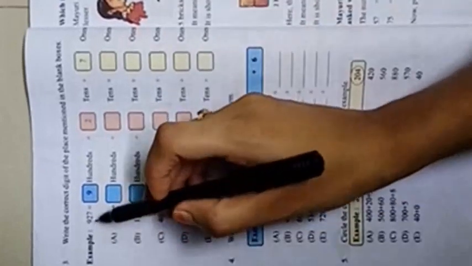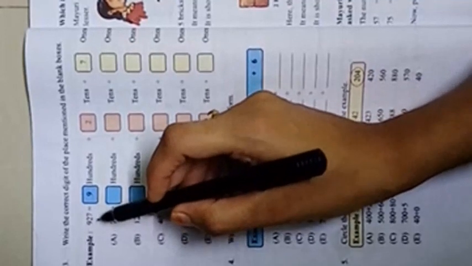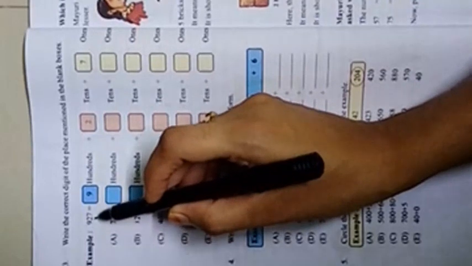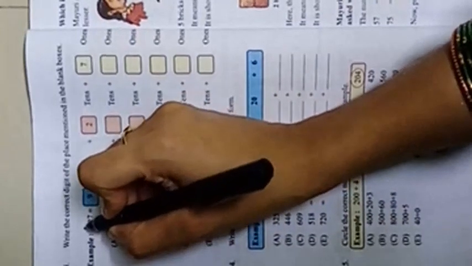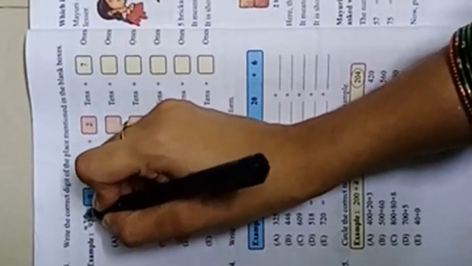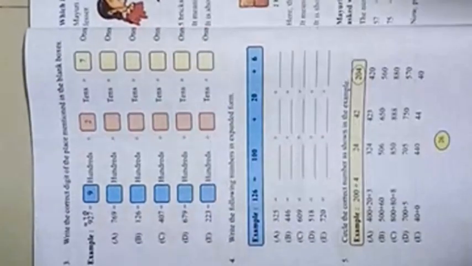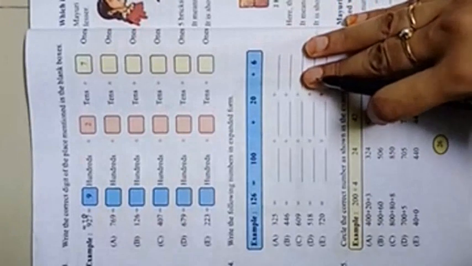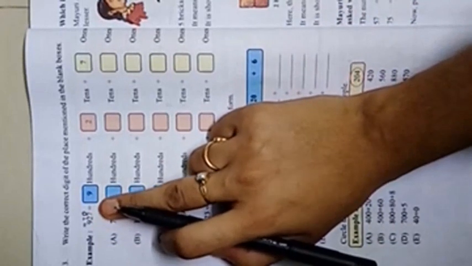Here, he gave one example. Observe carefully this example. Here he gave a 3-digit number, that is 927. First you write places of the digits. This is a 3-digit number, so start from H, T, O. Is that clear? Hundreds, tens, ones. If it is a 2-digit number, you have to write tens and ones. Here, this number is a 3-digit number, so you have to start from hundreds, tens and ones.